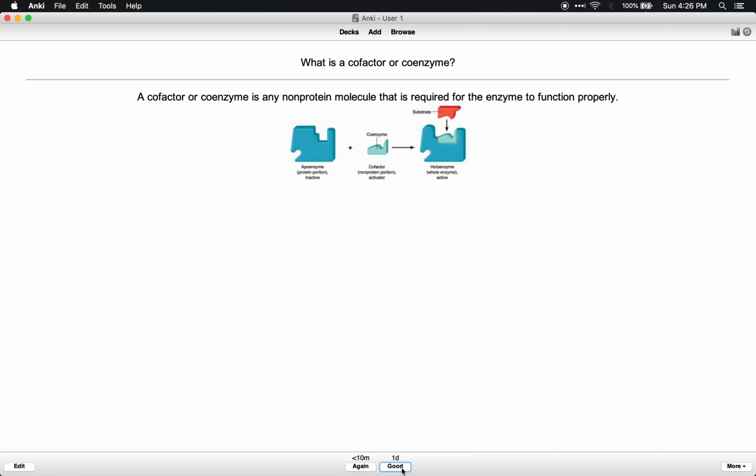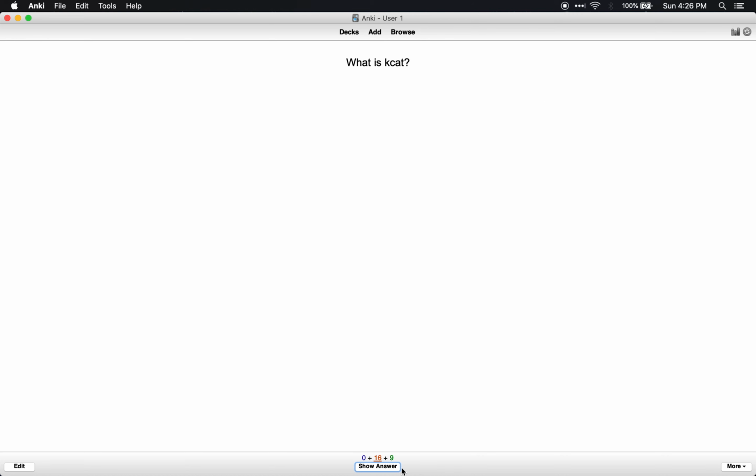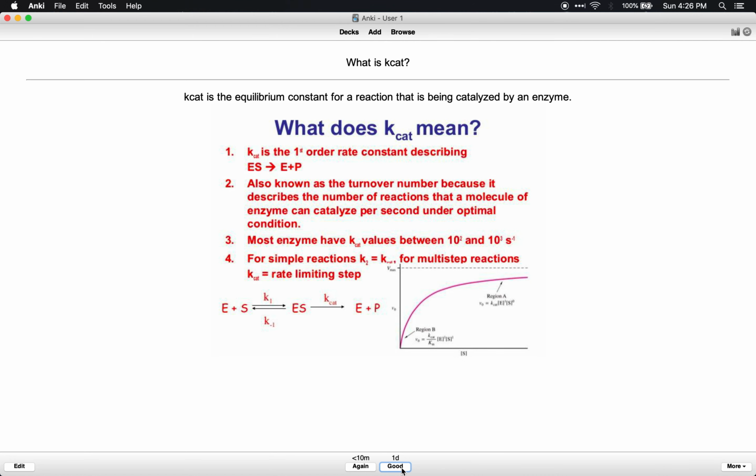Cofactors or coenzymes are non-protein molecules that proteins require to function normally. What is kcat? Kcat is the catalytic rate for the forward reaction of an enzyme substrate to an enzyme. Equilibrium constant for the reaction being catalyzed by an enzyme.